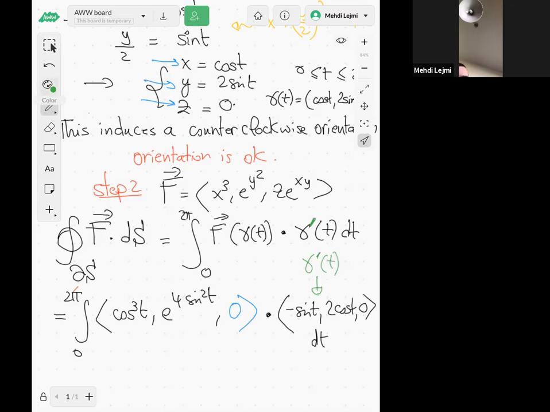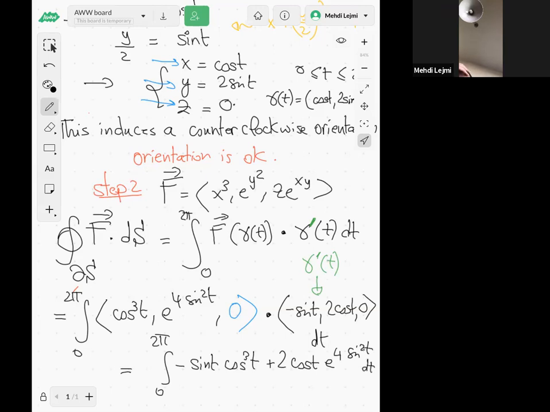This is still going to be very complicated to compute because you're going to have minus sine of t times cosine cubed. This is not bad because the derivative of cosine is sine, so you can use substitution here, and the integral of this would be like cosine to the power 4. But the problem is in the next part, which is plus 2 cosine of t e to the power 4 sine squared of t dt.